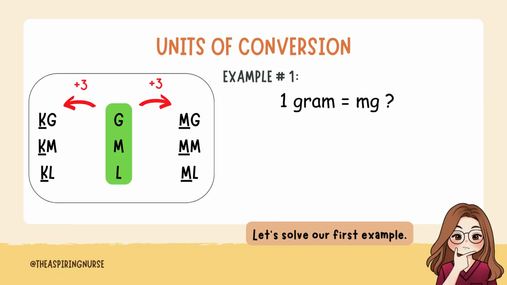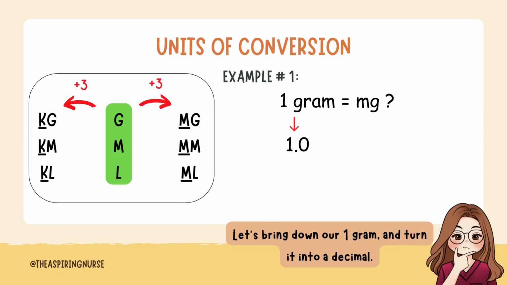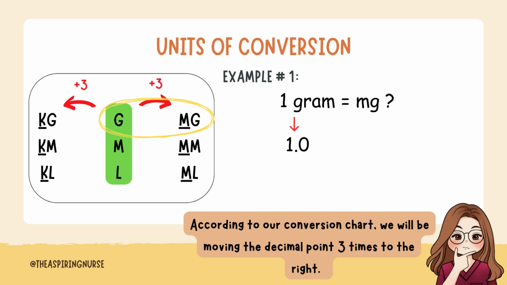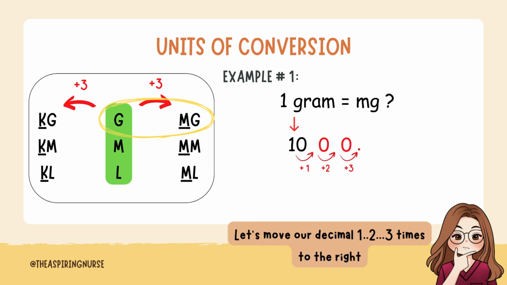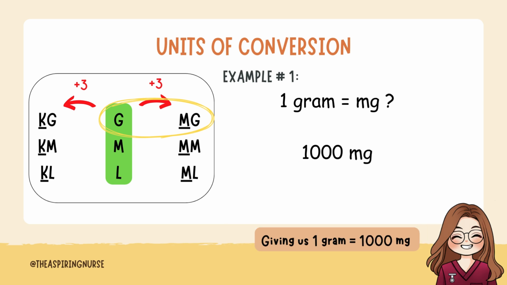Let's solve our first example. Let's bring down our 1 gram and turn it into a decimal. According to our conversion chart, we will be moving the decimal point 3 times to the right. Let's move our decimal 1, 2, don't forget to add the zeros, and 3 times to the right, giving us 1 gram equals 1,000 milligrams.